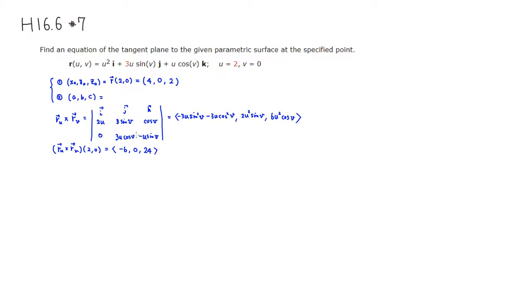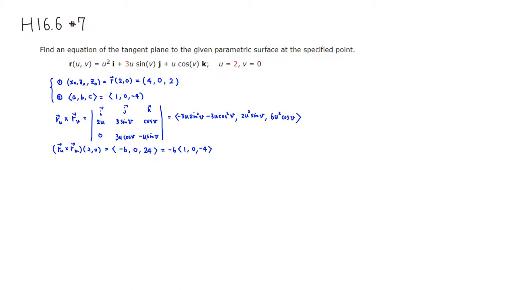If you want, you can pull out the 6's in common. I will pull out the negative 6. So you can see it's going to be 1, 0, and 24 divided by negative 6 is negative 4. We don't have to use negative 6, we just need the direction. So I'm going to take the normal vector to be 1, 0, negative 4. I should use the vector notation here.